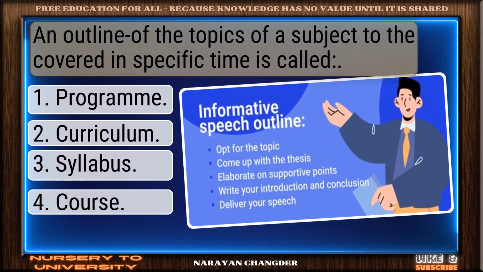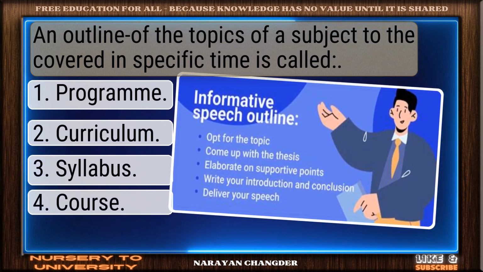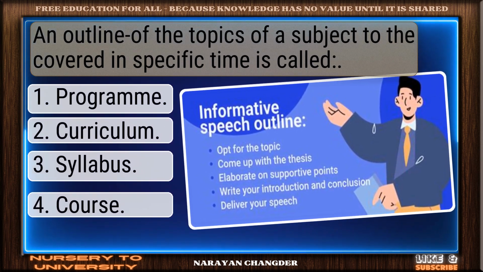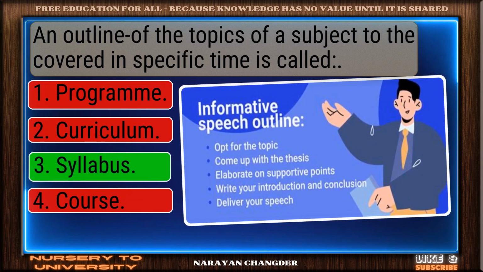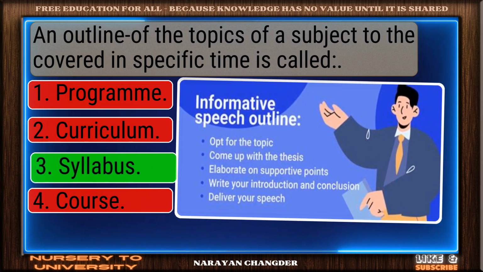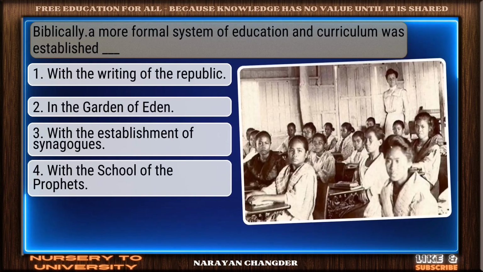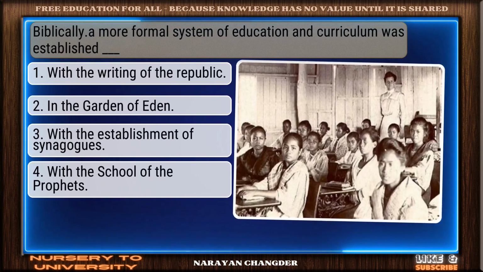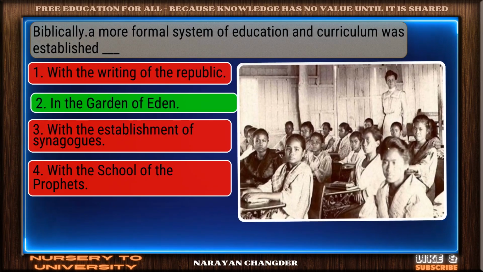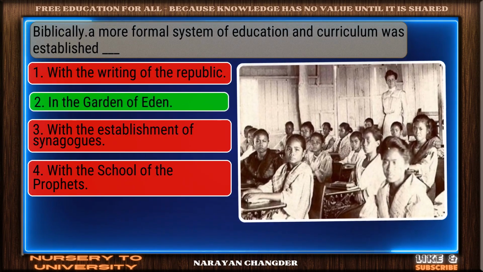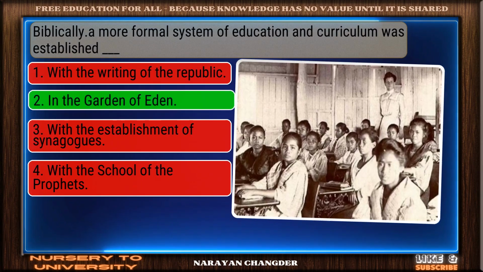An outline of the topics of a subject to be covered in a specific time is called... On track. Syllabus is the correct answer. Biblically, a more formal system of education and curriculum was established dash. Well done. In the Garden of Eden is the right choice.